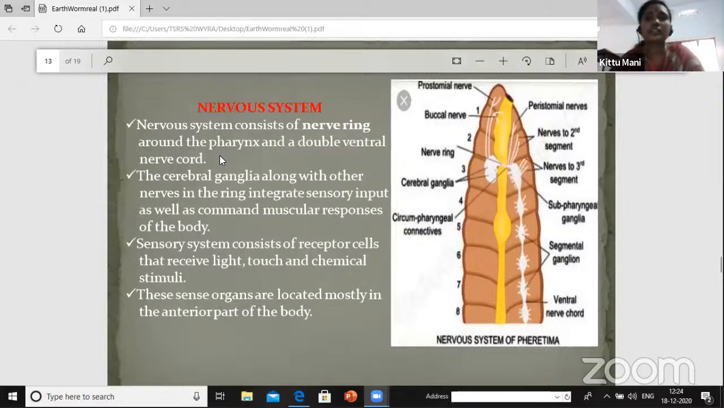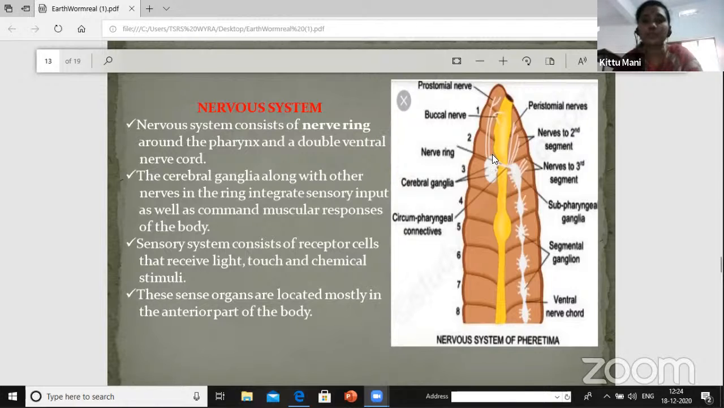Okay, students, next we will enter into the nervous system of the earthworm. What is the major coordinating organ? We discussed it in the previous class. It consists of a nerve ring. What is that, students? Nerve ring.